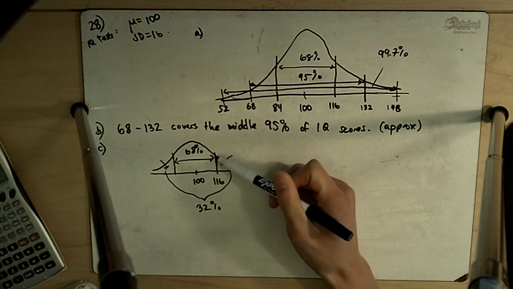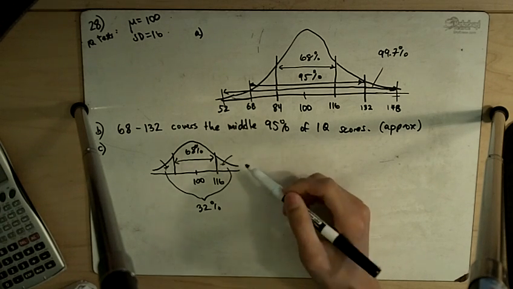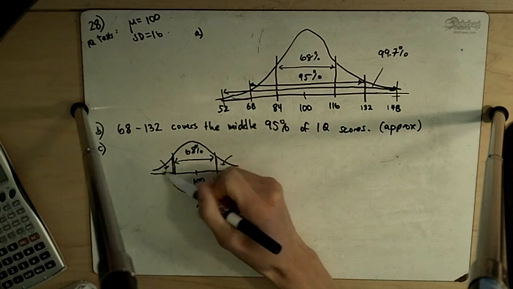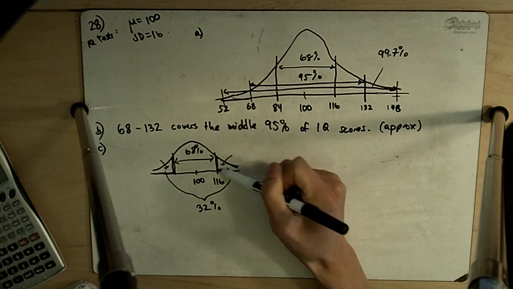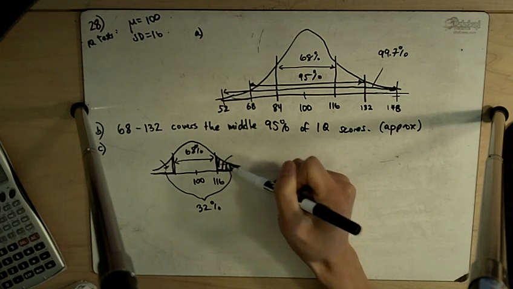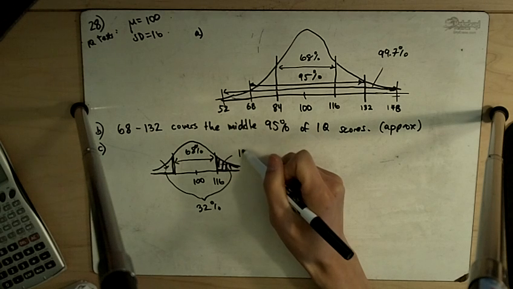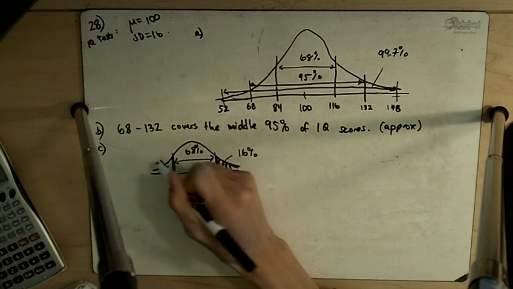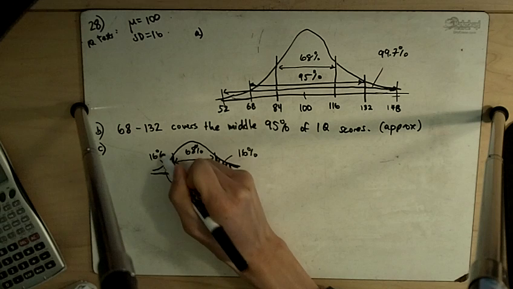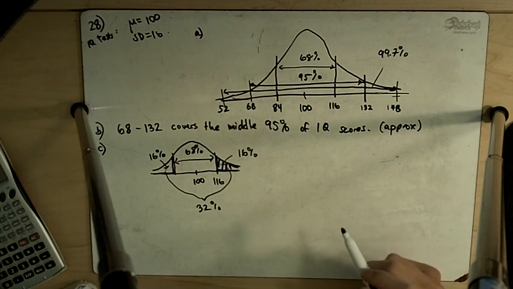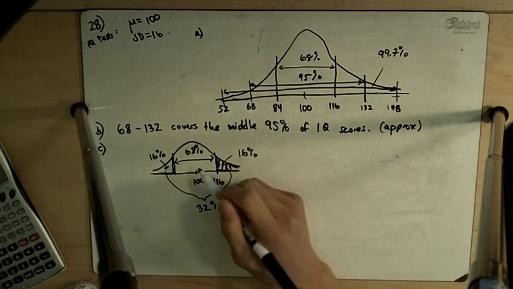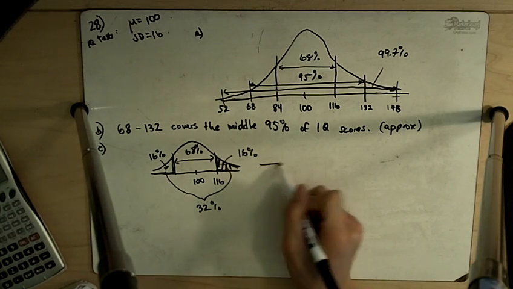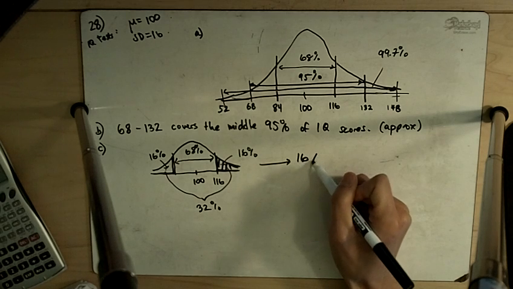Because the normal distribution is perfectly symmetric, we know that exactly half of 32% is going to be on this side, and exactly half of 32% is going to be on this side. So that means 16% is above and 16% is below. And again, these are all approximations. So about what percent of people should have IQ scores over 116? The answer to that is 16%.